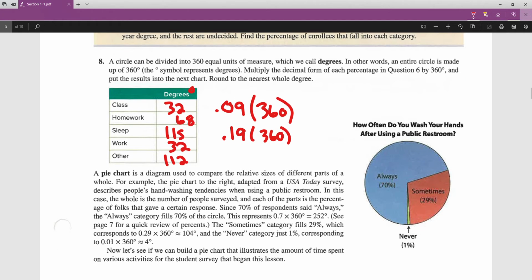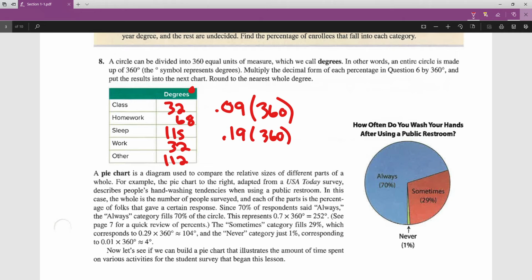We can use these degrees now to actually create a pie chart. A pie chart is a diagram used to compare the relative sizes of different parts of a whole. For example, the pie chart to the right, adapted from a USA Today survey, describes people's hand-washing tendencies when using a public restroom. In this case, the whole number is the number of people surveyed, and each of the parts is the percentage of folks who gave a certain response.